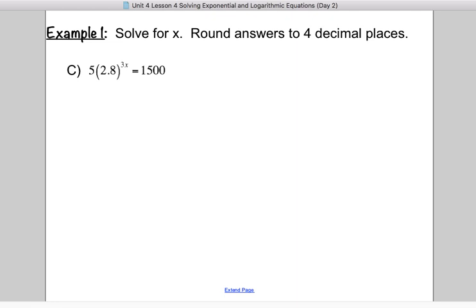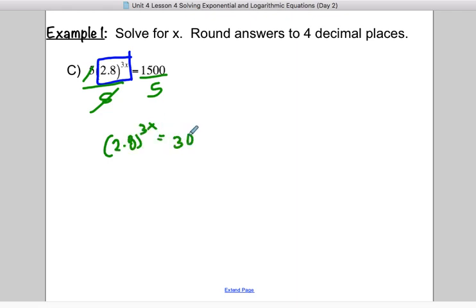1C. All right, we need to go ahead and solve, and we did problems like this yesterday. The first goal is to isolate the part that has the exponent with the variable. In this case, that is 2.8 to the 3x. I need to get that all the way by itself. So my first step would be to divide both sides by 5. So now I have 2.8 to the 3x is equal to 300.